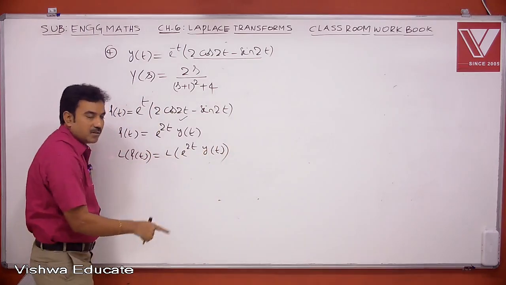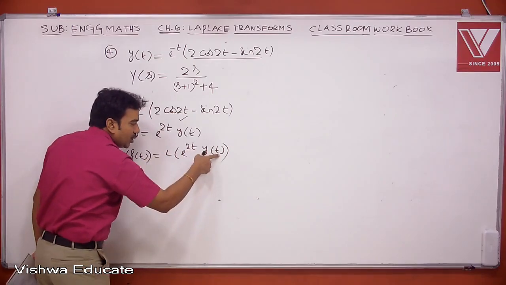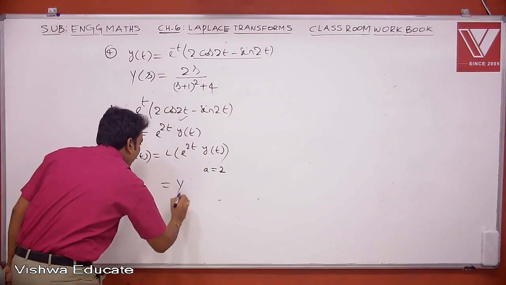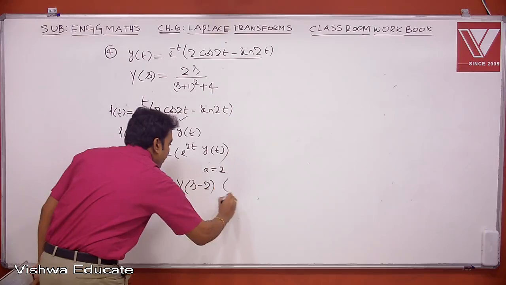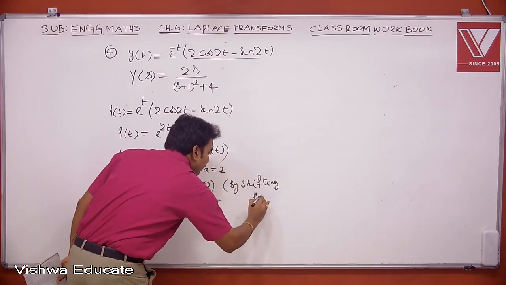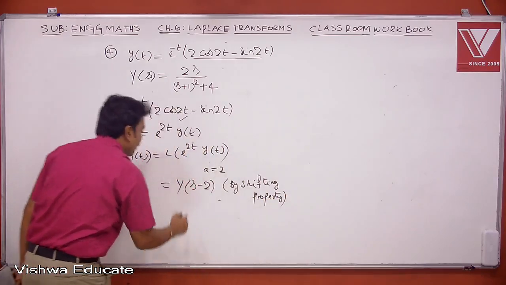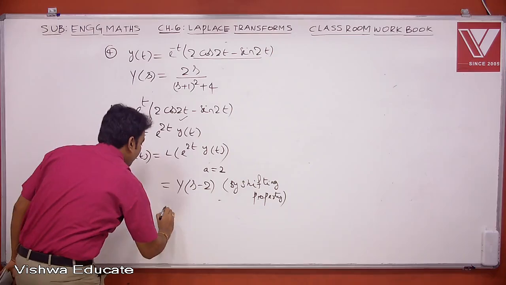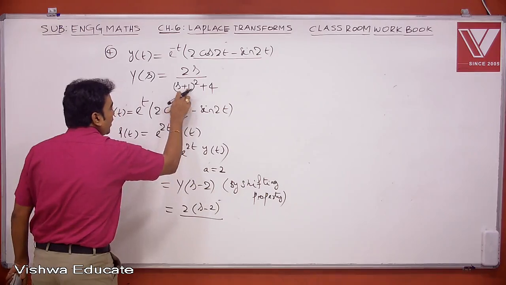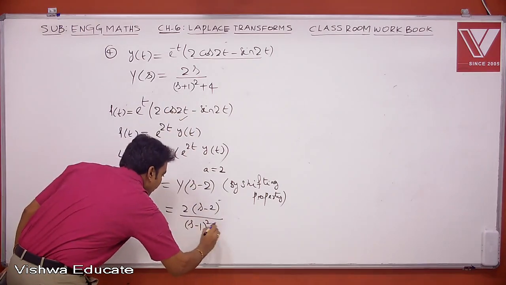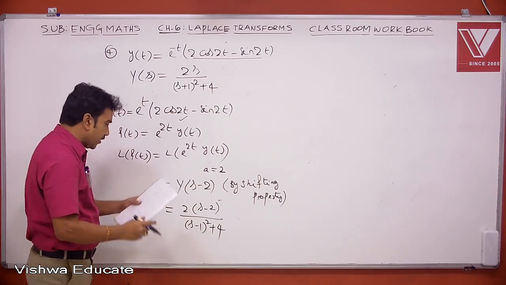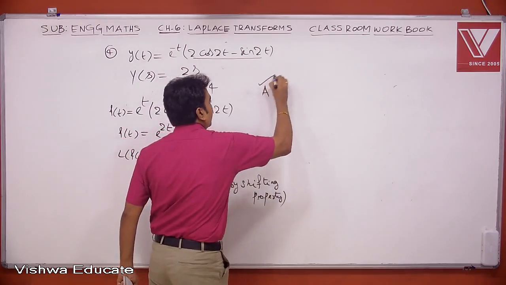Now apply the shifting theorem. This is in the form Laplace of e power at into y of t. Here a value is 2. So by the shifting property, this is Y of s minus 2. So in this answer, replace s by s minus 2. This becomes 2 times s minus 2 divided by s minus 2 plus 1, whole square plus 4. This is s minus 1 whole square plus 4. So 2 times s minus 2 by s minus 1 whole square plus 4. So option A is the right answer. Note these points.